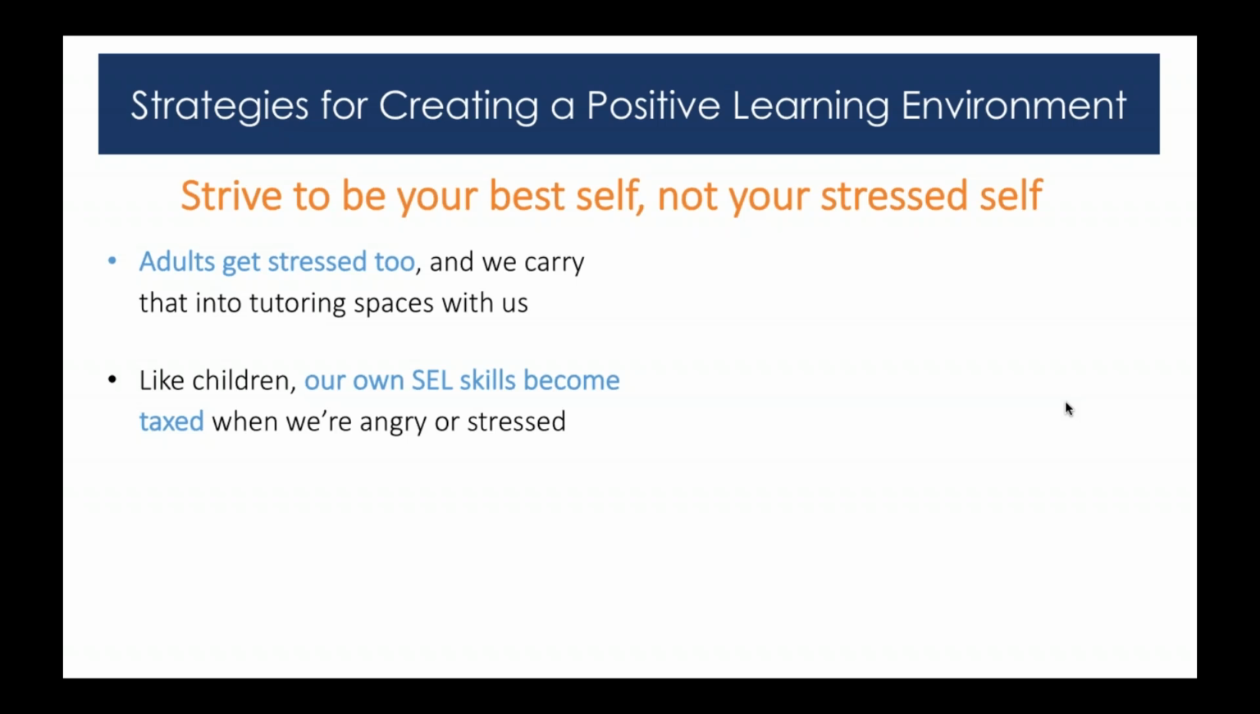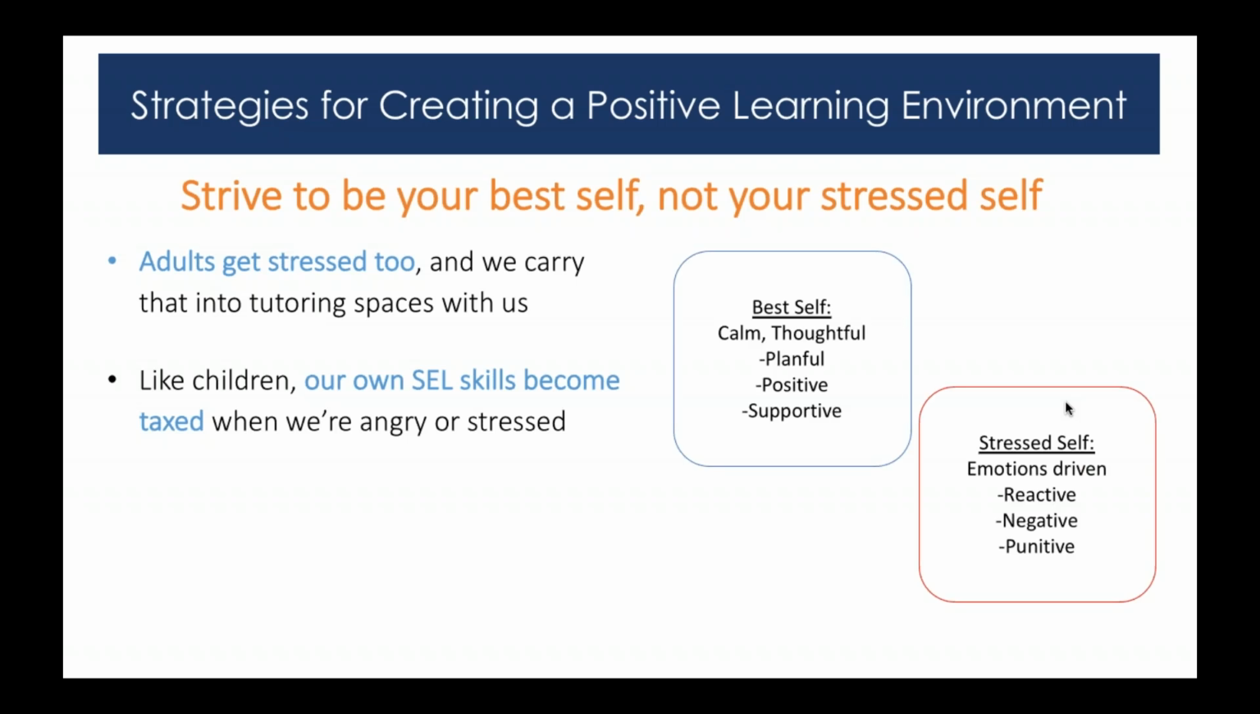So it's important for adults to have regulatory strategies that they can use to avoid being our stressed self, which is reactive, negative, and punitive, and remain what we call our best selves, which are more calm, thoughtful, positive, and supportive. And there are lots of ways to regulate stress and emotions, which I'll get into a few slides from now. Everyone sort of has their own preferences for what works best for them.